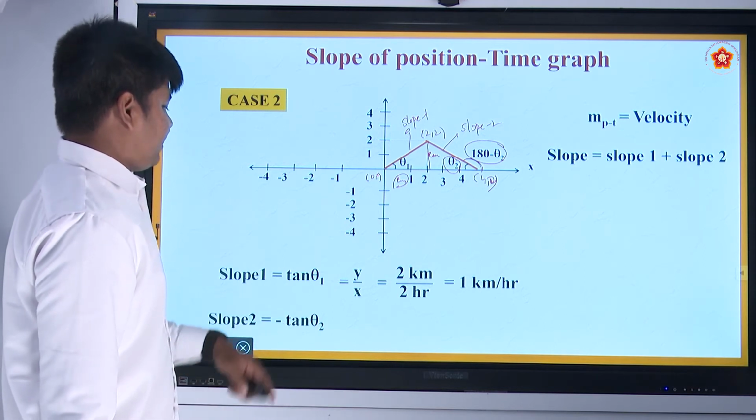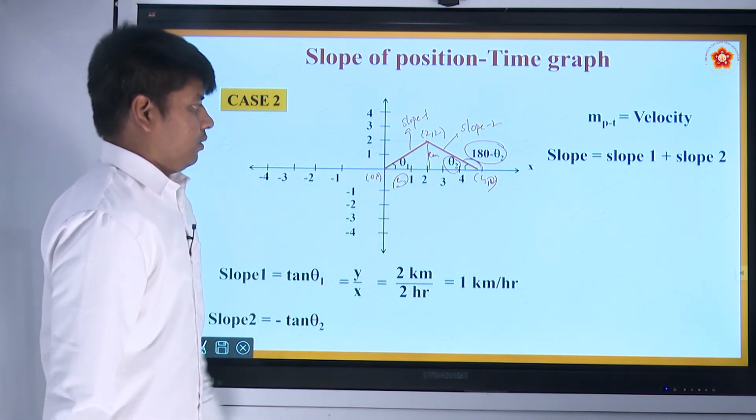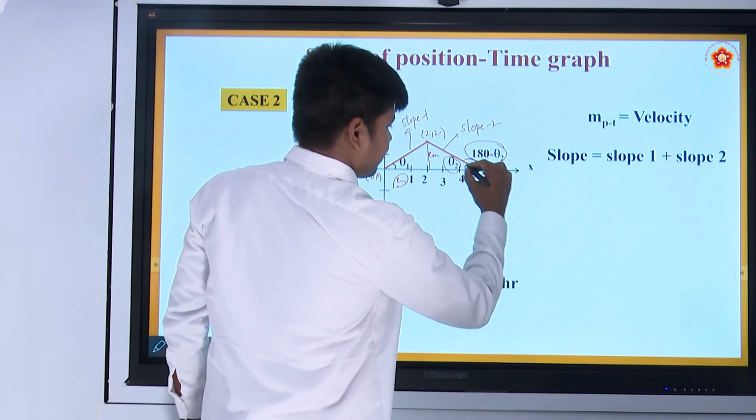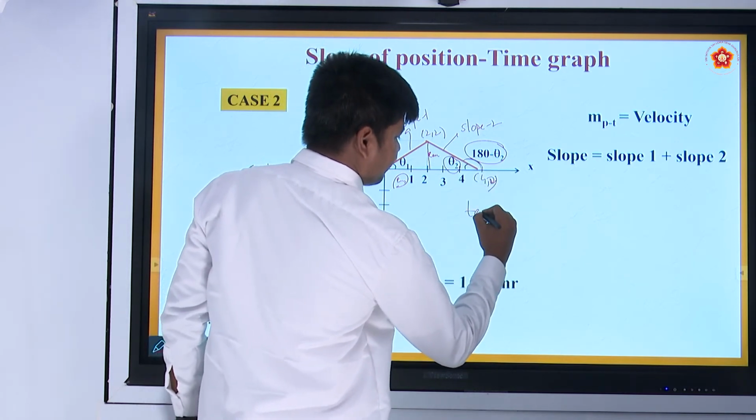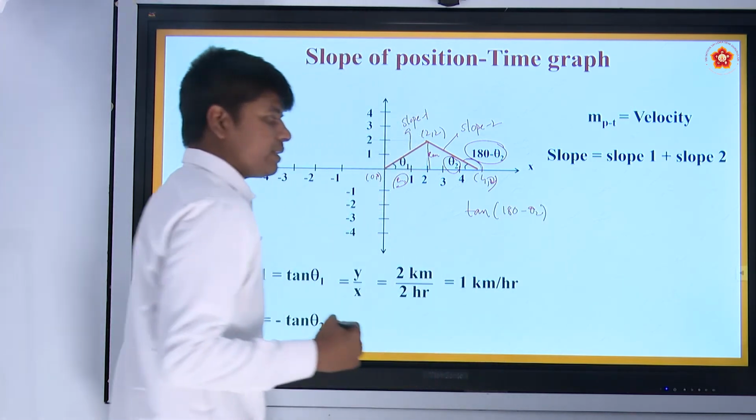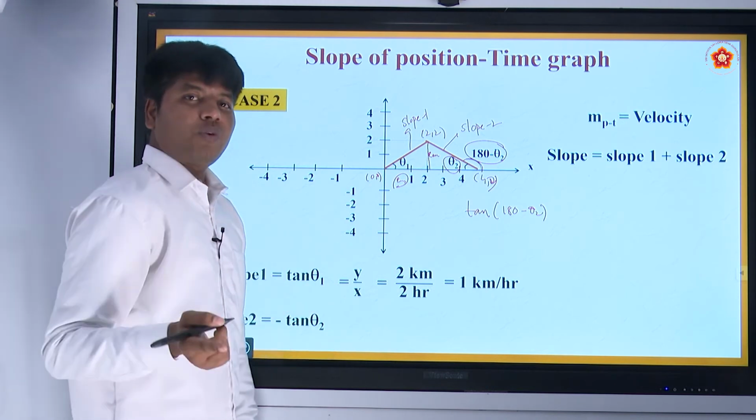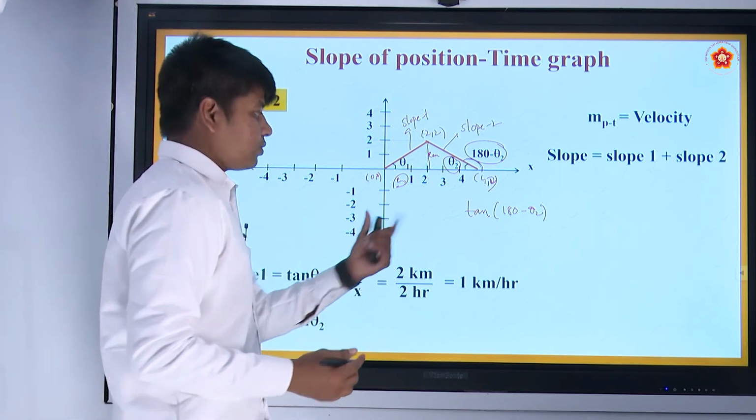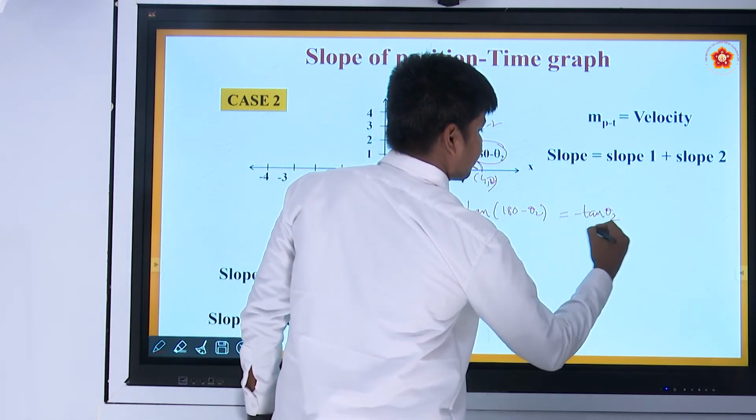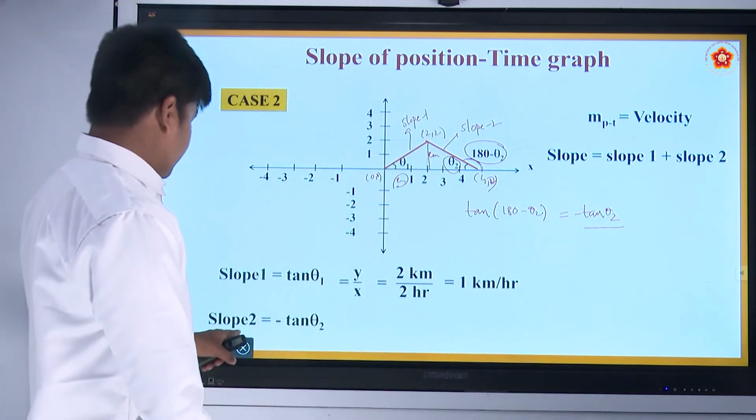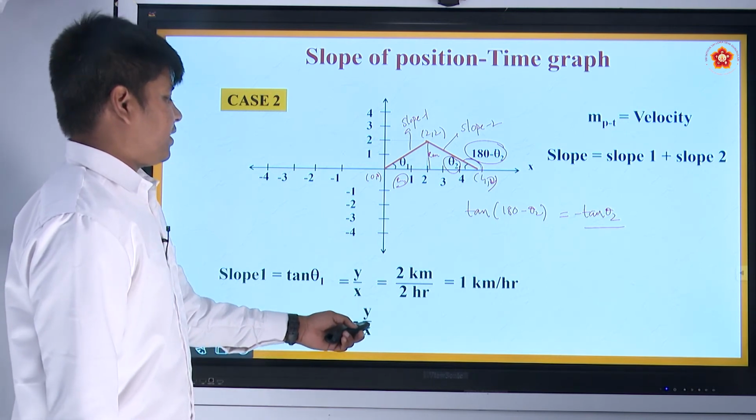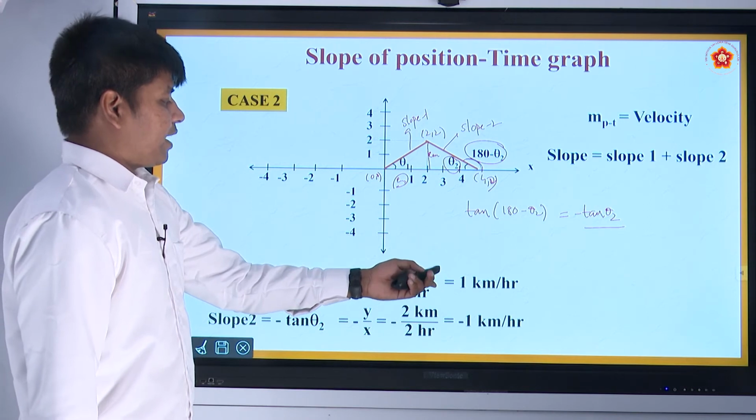Now slope of tan theta 2, this slope, if you find out, for this line, I am talking for this line, slope is nothing but tan of 180 minus theta 2. What is tan of 180 minus theta 2? It is in the second quadrant. In second quadrant tan is negative. So it can be written as minus of tan theta 2. Right? So slope of 2 is equal to minus of tan theta 2. So you can tell it is minus of y by x. So the same thing follows, minus 1 km per hour.